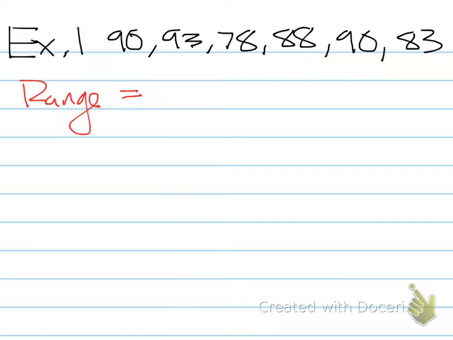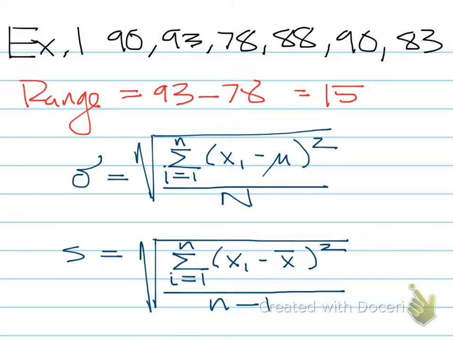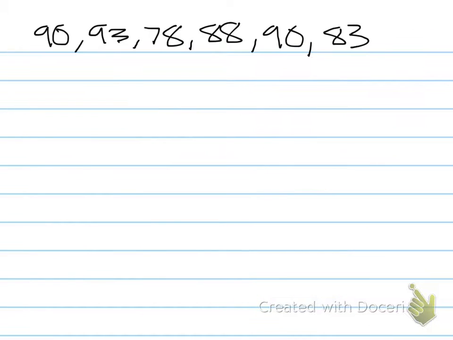Alright, same set of values. The range is going to be the biggest number minus the smallest number. The biggest number in the set is 93. The smallest number is 78. 93 minus 78 is 15. And these are the formulas we're going to be using to find the population and sample standard deviation.